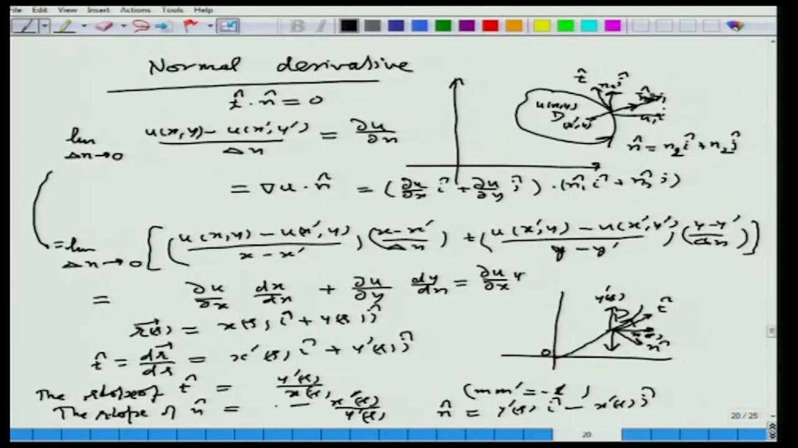So, y dash s minus del u over del y, and the y component is minus, because of that we get minus here x dash s. So, this gives you a convenient way of finding the directional derivative.